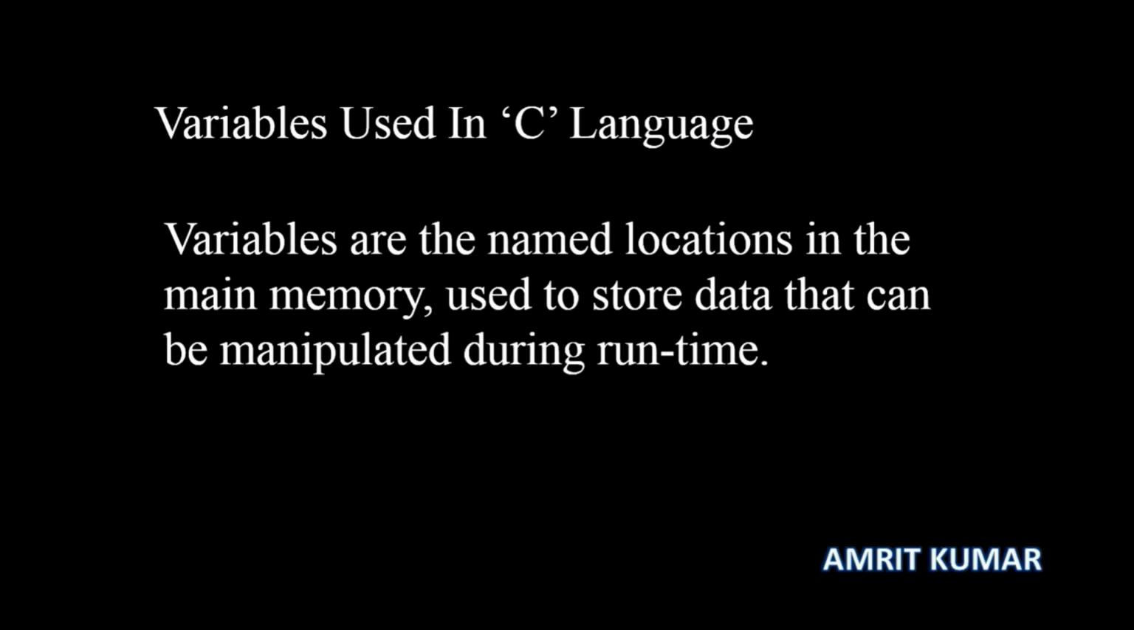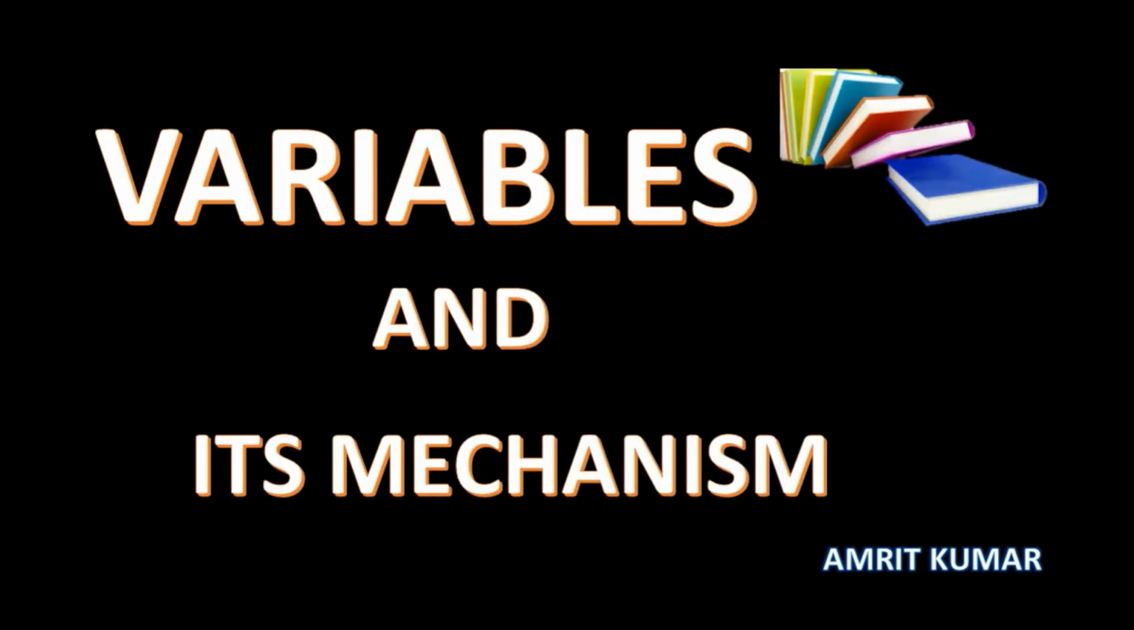As we have talked about variables, variables are the named location in the main memory used to store data that can be manipulated during runtime. We have learned how to name a variable in the previous video, the naming convention. Now we are going to learn about variables and their mechanism.